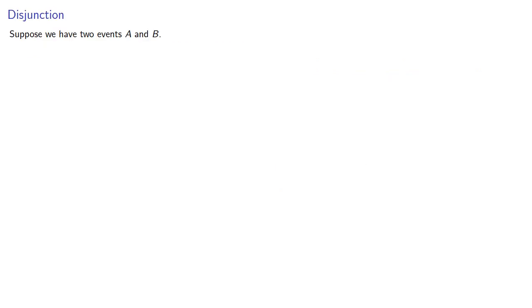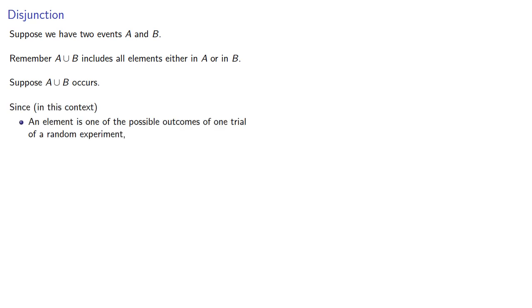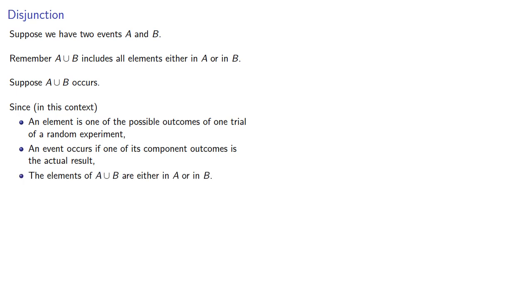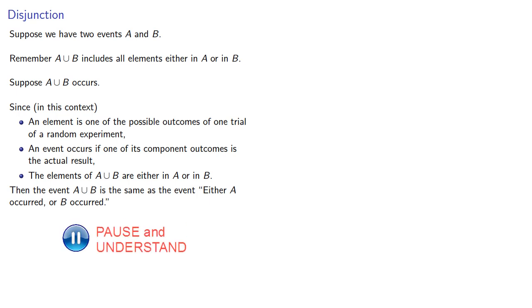Suppose we have two events A and B. Remember, A union B includes all elements either in A or in B. So suppose the event A union B occurs. Since, in this context, an element is one of the possible outcomes of one trial of a random experiment, and an event occurs if one of its component outcomes is the actual result, and the elements of A union B are either in A or in B, then the event A union B is the same as the event either A occurred or B occurred. And this is called a disjunction.